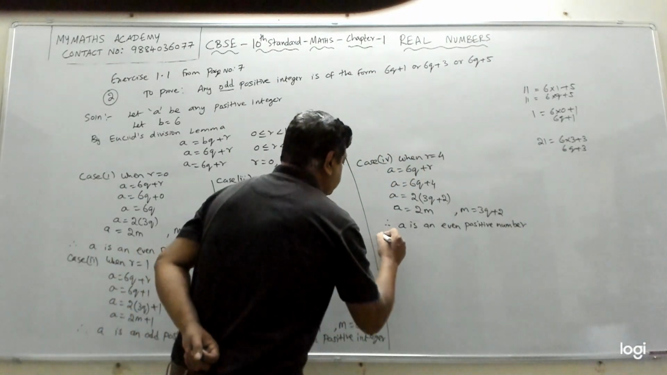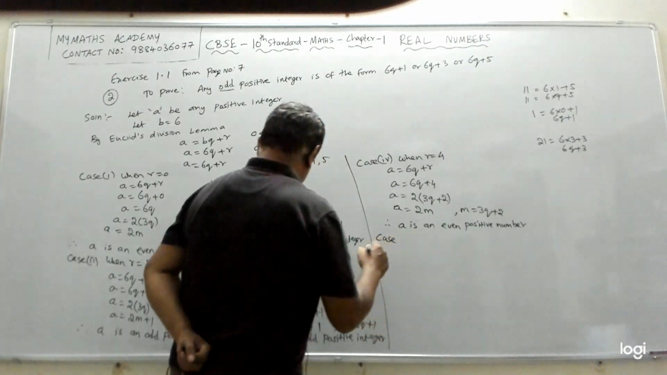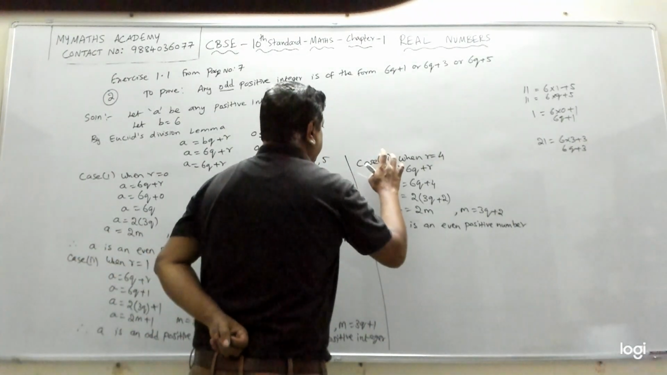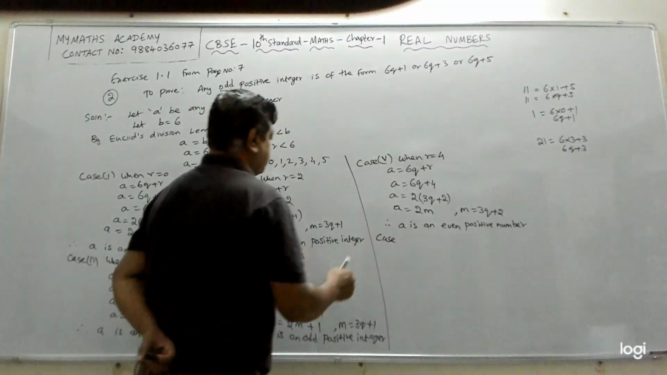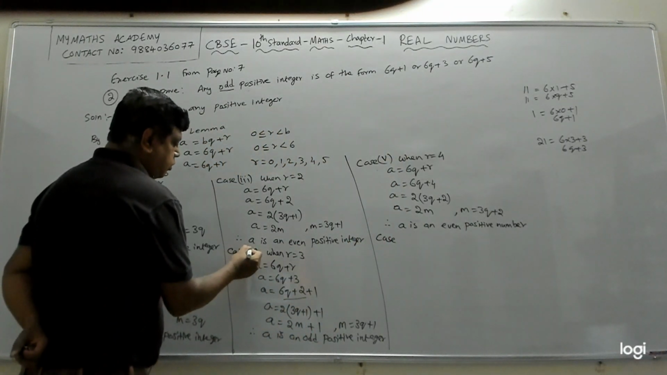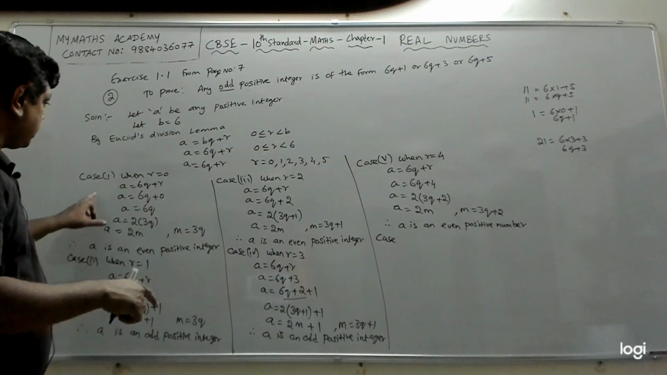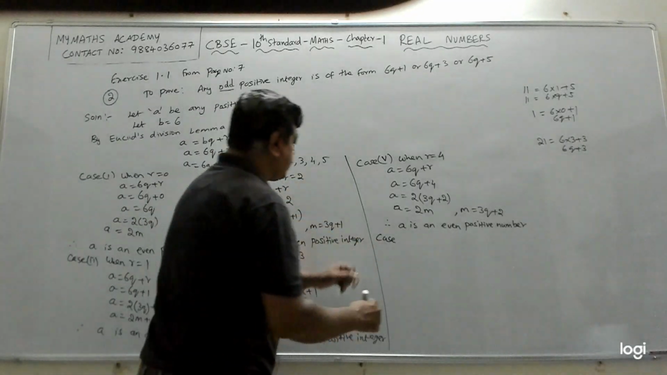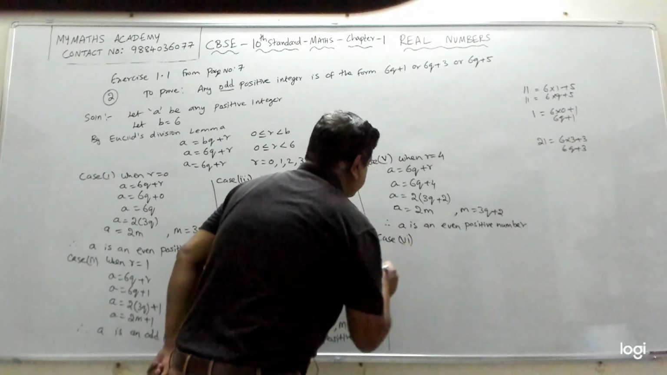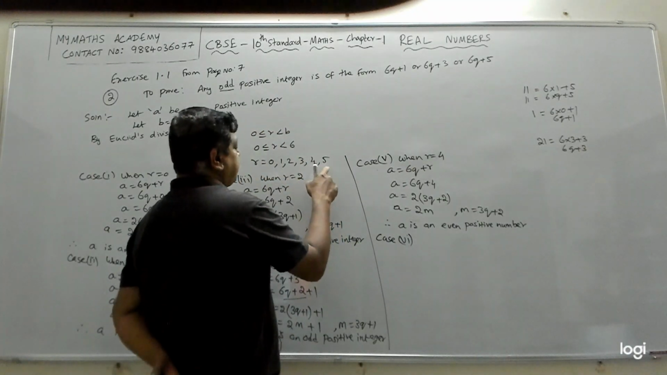Now let's go to case 5. Sorry, this is case 5. Here we have done case 4, case 3, case 2, case 1. Case 1, case 2, case 3, case 4, case 5, case 6. Case 6, which is the last case, where we'll put r equal to 5.